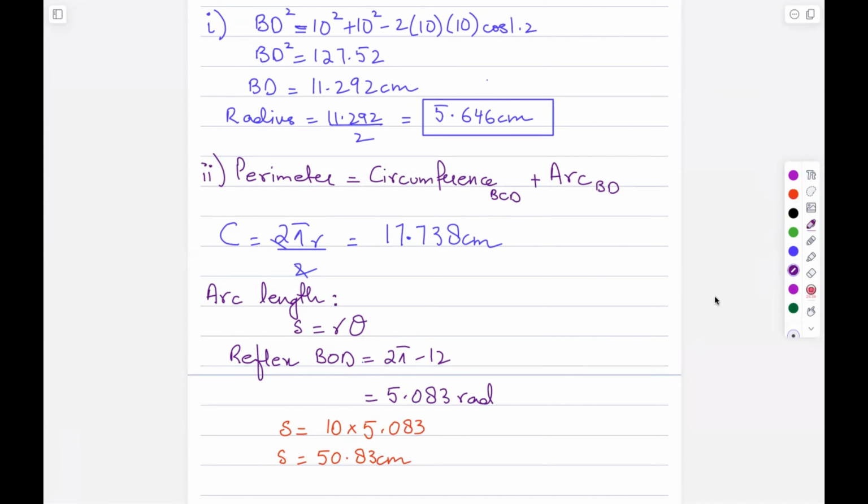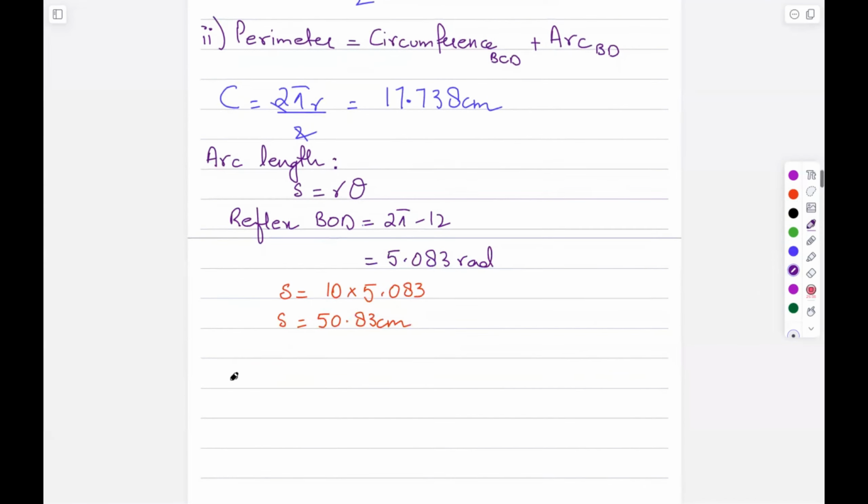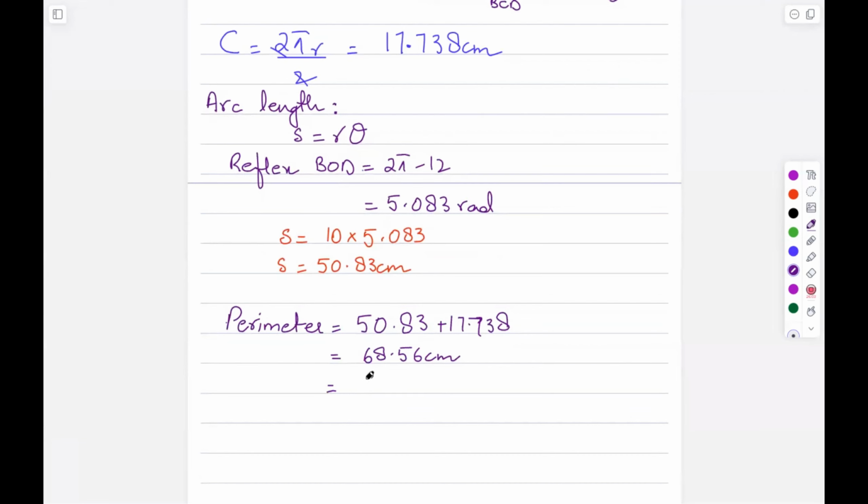Now finding the total perimeter, we'll add the circumference with the arc length. So the perimeter will be 50.83 plus 17.738. Substituting this in the calculator, we get 68.56. So the perimeter will be 68.56 centimeters. As we have to give our answer to three significant figures, the final answer will be 68.6 centimeters.